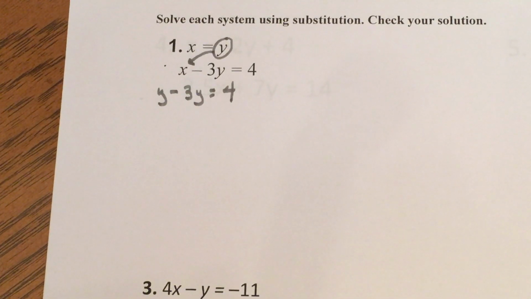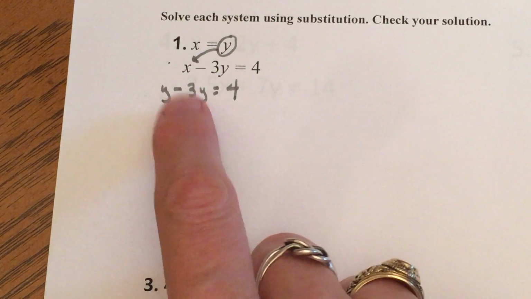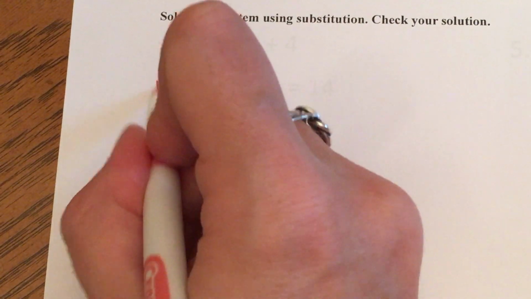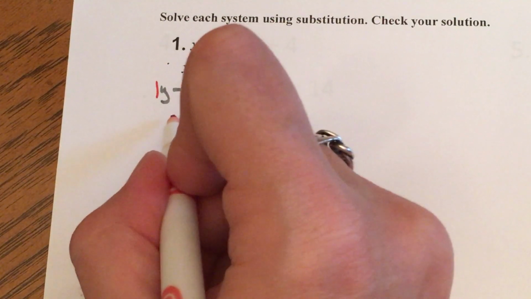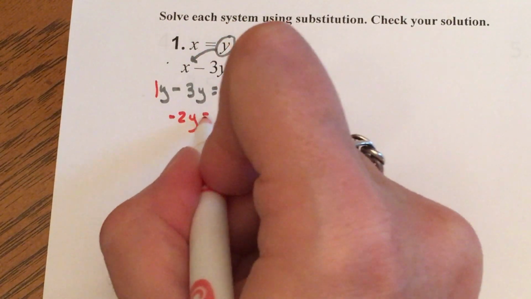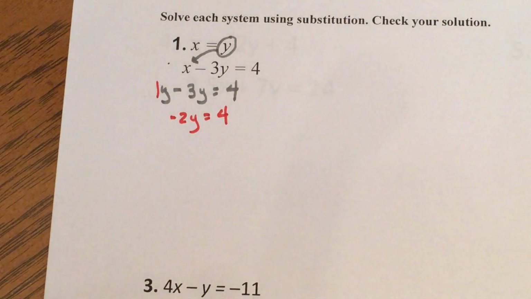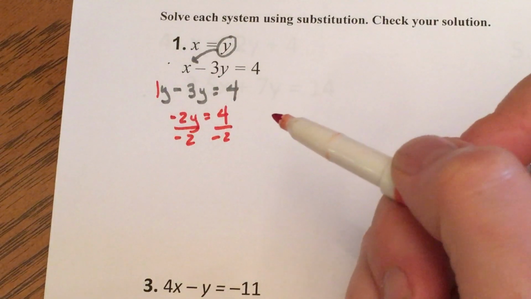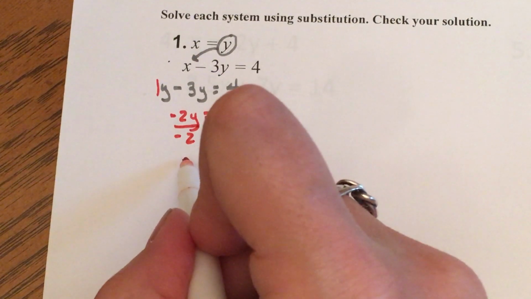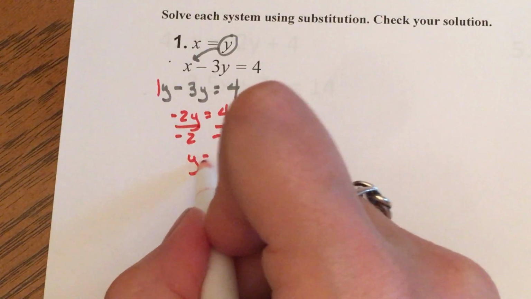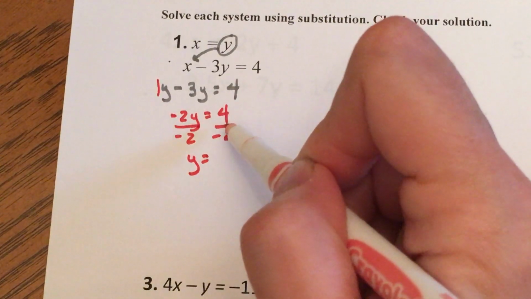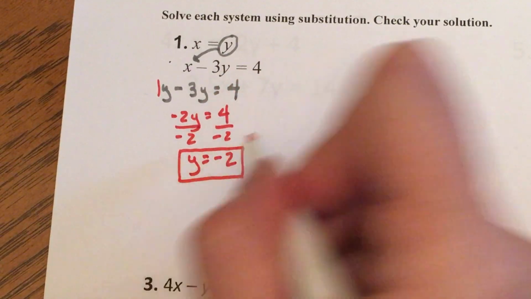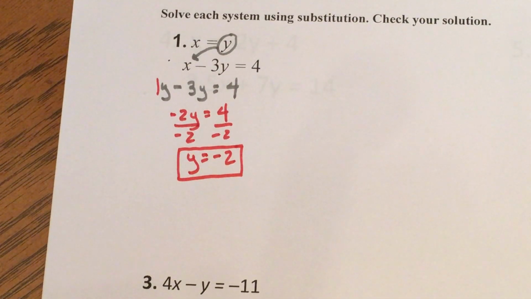Step 3. Go solve that equation for its variable. Okay, so 1y minus 3y's is negative 2y. Divide by negative 2. What you do on one side of the river, you do to the other. And as a result, y equals 4 divided by negative 2 is -2. Done. That was step 3.